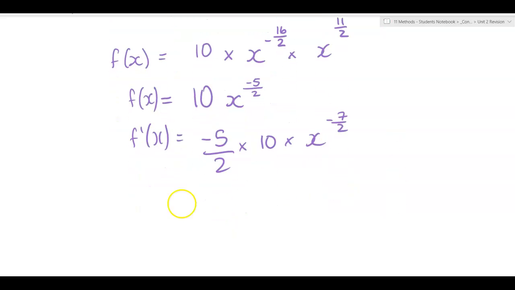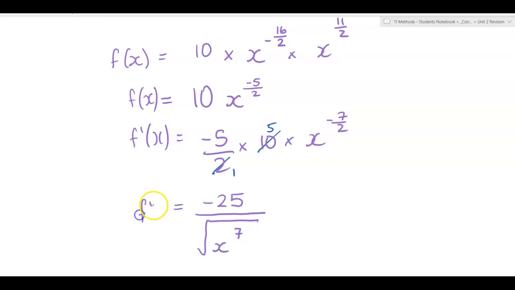Okay, and now we need to simplify. So I'm going to cross simplify here, negative 25 on the top. This x owns that negative power, so that's the only thing that gets to go on the bottom of the fraction. x to the power of 7 on 2. What does that become? Square root of x to the 7. It's the final answer.